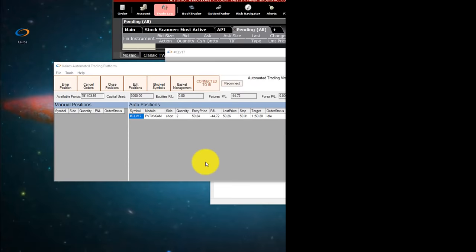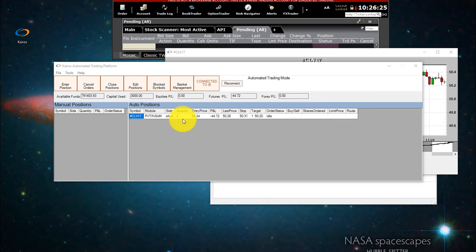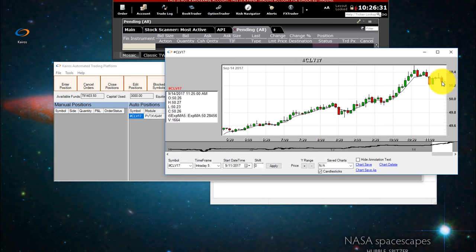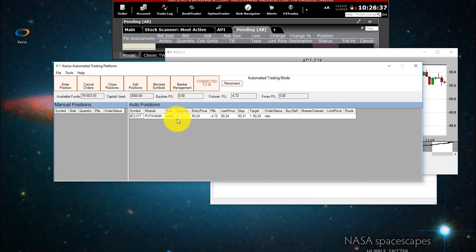Now let's get started. Here we have an entry of 2 contracts of oil, and we got an entry price of 50.24. So it entered after this bar closed. And so the initial stop on this, well, first of all, we have the symbol module that initiated the trade, whether it's long or short, side, the quantity. We have 2 contracts in this case, entry price, the current profit and loss, the last price, the stop, and the target. And this is in regards to the current order, which there's no order right now, so it's idle.